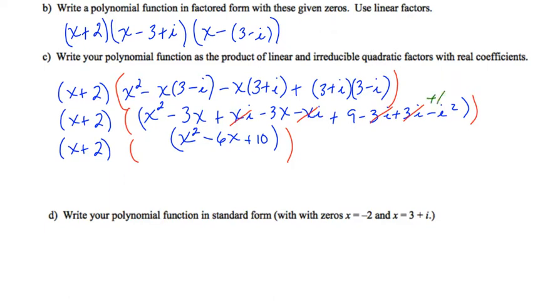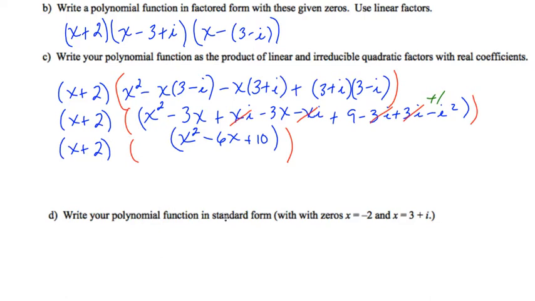And we're going to combine that with our plus 9 to get the plus 10. And then minus 3x is the minus 6x, and here's our x squared term. So now we have this written as a product of linear, here's a linear, and here is an irreducible quadratic factor right here. This one's irreducible because we get complex solutions.